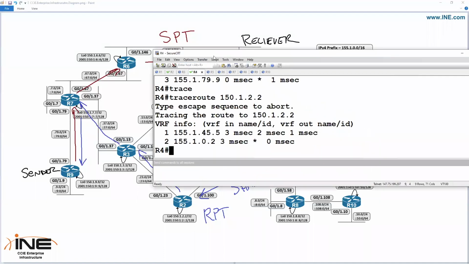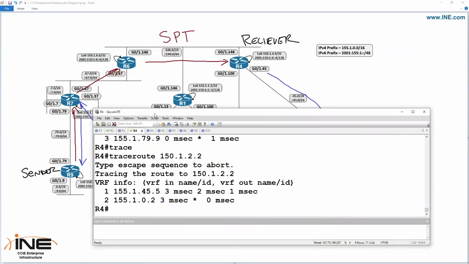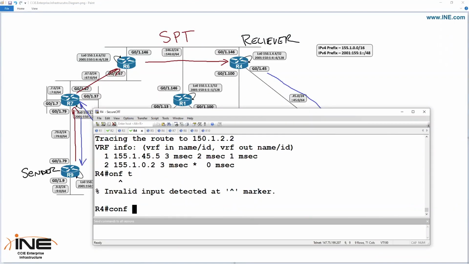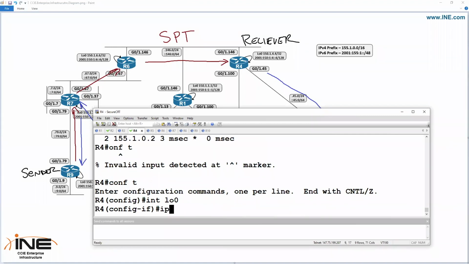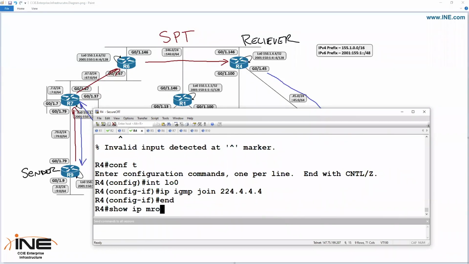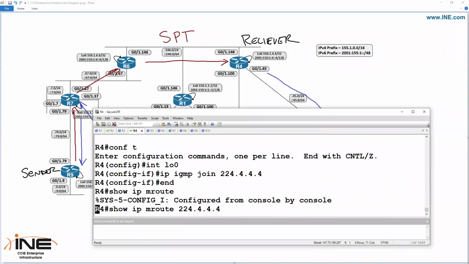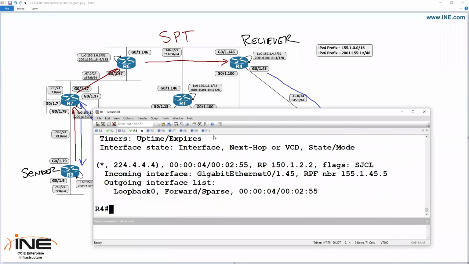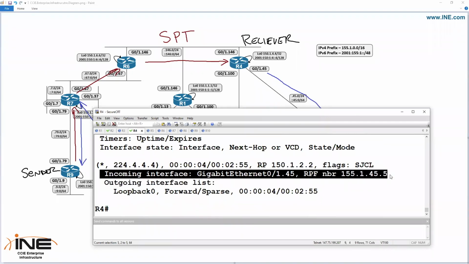Okay, so to demonstrate this, let's go to router 4, and let's go to its loopback interface and say ip igmp join-group 224.4.4.4. Show ip mroute for 224.4.4.4. Okay, it says the incoming interface is gig 0/1.45. The reverse path neighbor is router 5. So gig 0/1.45, which is the blue line that's going over to router 5.